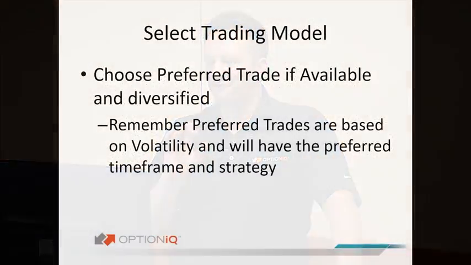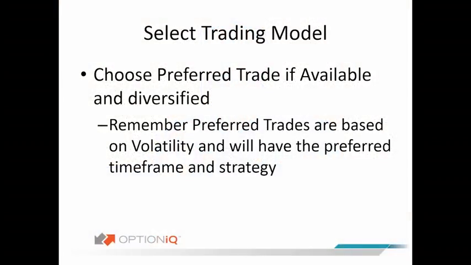Remember that these preferred trades are always based on volatility. We talked a little bit about volatility, but essentially when we set a preferred trade, it's based on our volatility guidelines. So first and foremost, if you can get a preferred trade, take a preferred one. If there are no preferred trades there, then the second best thing to do would be to take one of the trades that has the greatest amount of time remaining until it expires.